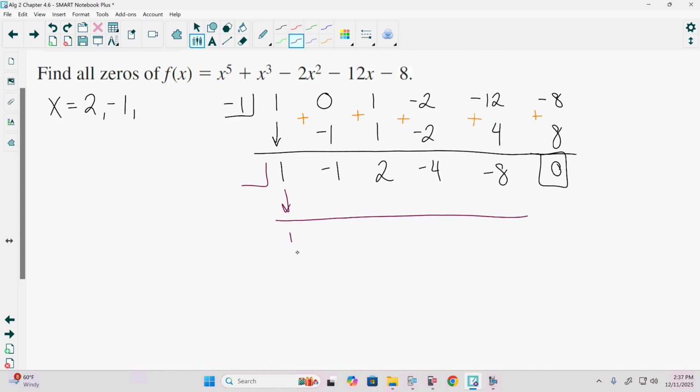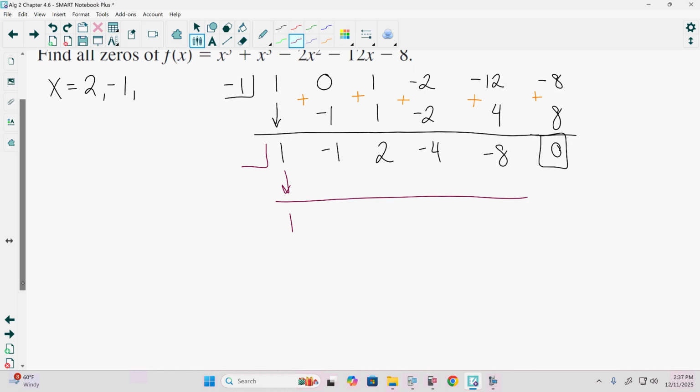All right, guys. Do we want to use -1 or 2 next? 2. So we're going to use 2 next. We're going to do this again.